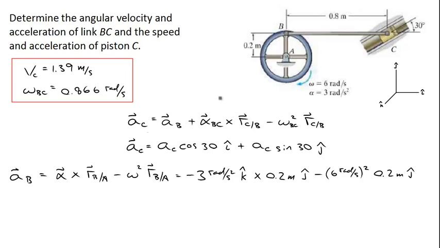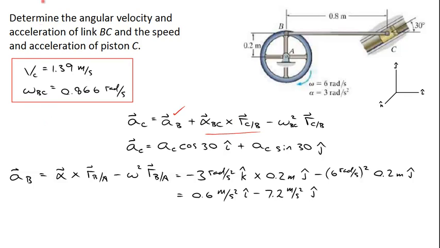And I'll cross that with the position of B with respect to A. I move from A to B, so I move up 0.2 meters in the j-hat direction, minus omega squared, where omega is 6 radians per second, squared, times again the position of B with respect to A. Doing the arithmetic, for the acceleration of B, the tangential component is 0.6 meters per second squared, and the centripetal component acting downward is 7.2 meters per second squared. So I figured out the acceleration of B.